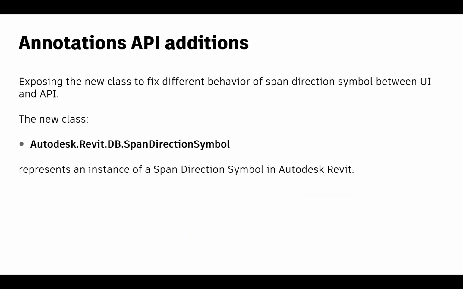There is, in addition to Annotations API, we now exposed the class span direction symbol. It is not new functionality in Revit. It was available in UI before, but now we've added the access to it through the API.